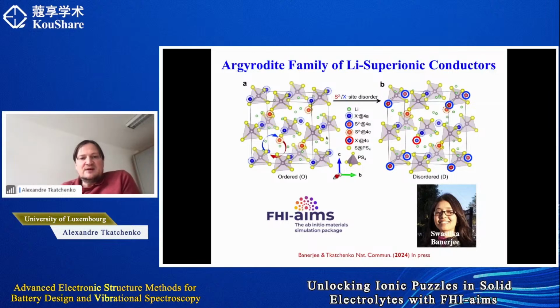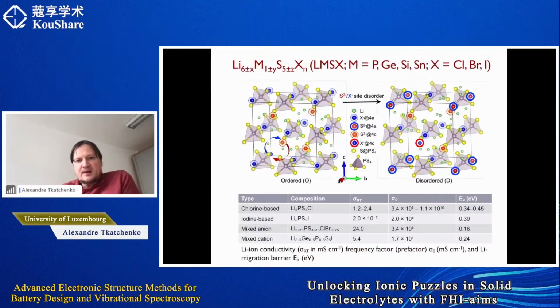As I said, the materials are characterized by an almost immobile anionic framework, right? And then the lithium is diffusing through the material, so that's the mobile part. You need to be on this verge of stability and instability in order to enable high enough mobility of lithium ions. We will focus in particular on 4 different types of argyrodites: chlorine-based, iodine-based, mixed anion, and mixed cation.